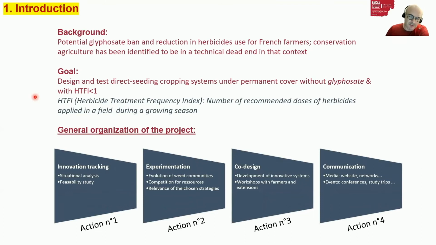Some words about our organization. The general organization of the project is based on 4 complementary actions. First, track farmers' innovations. Second, experiment, in particular by monitoring the evolution of weed communities on a network of agricultural plots. Third, co-design innovative cropping systems thanks to workshops with farmers and extension services. And fourth, of course, communicate about the project.